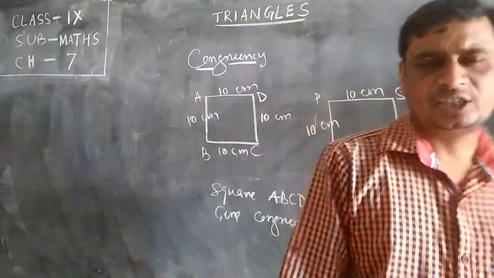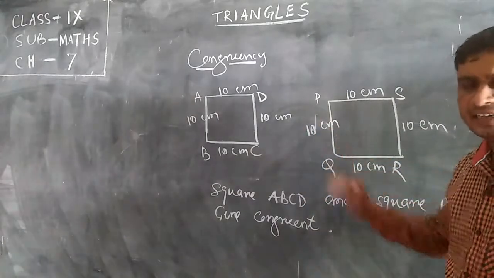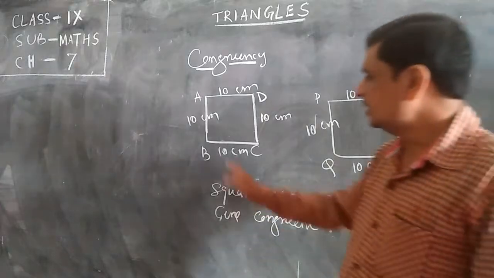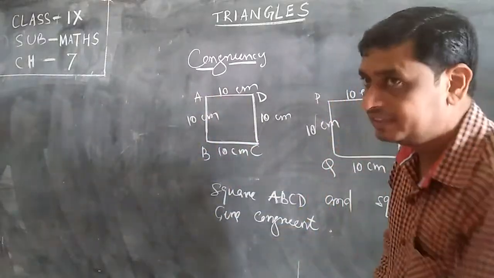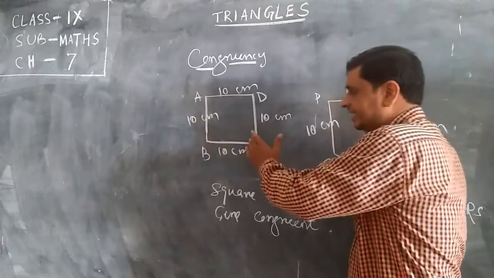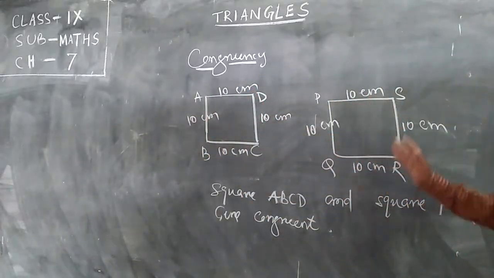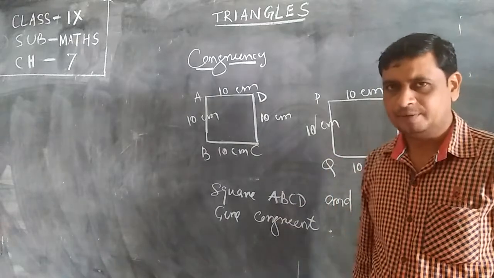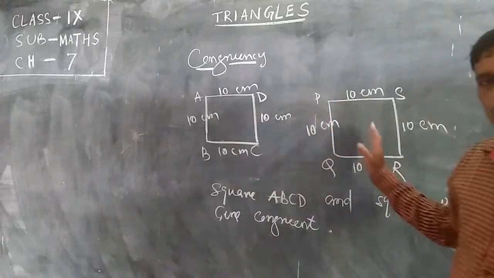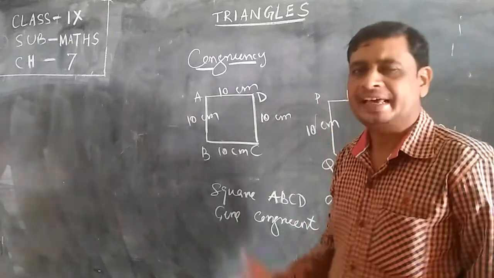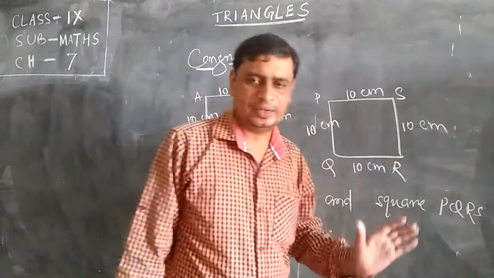These two squares are congruent only as their sides are equal, because we know the interior angles of all squares are 90 degrees. Here each of the angles A, B, C, D is 90. Similarly, each of the angles P, Q, R, S is 90 degrees and their sides are also equal. So both the squares are exactly equal. In this case, we say the squares are congruent.